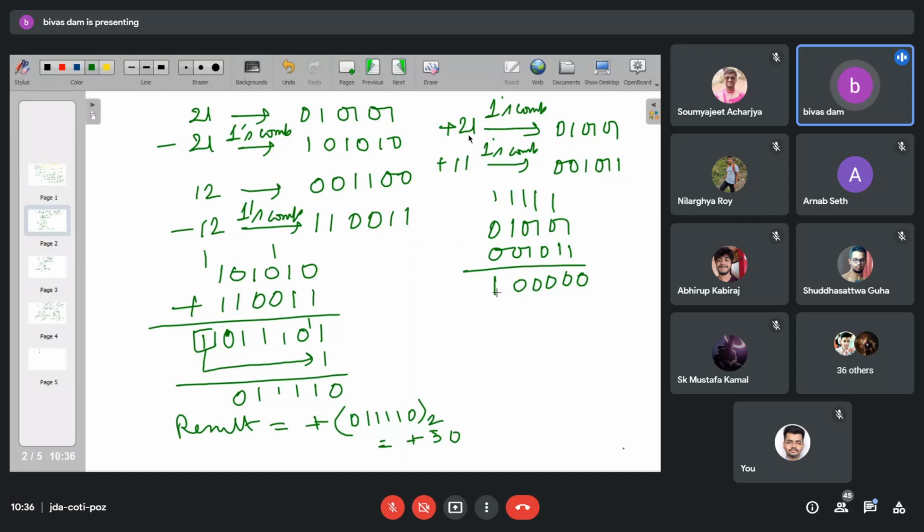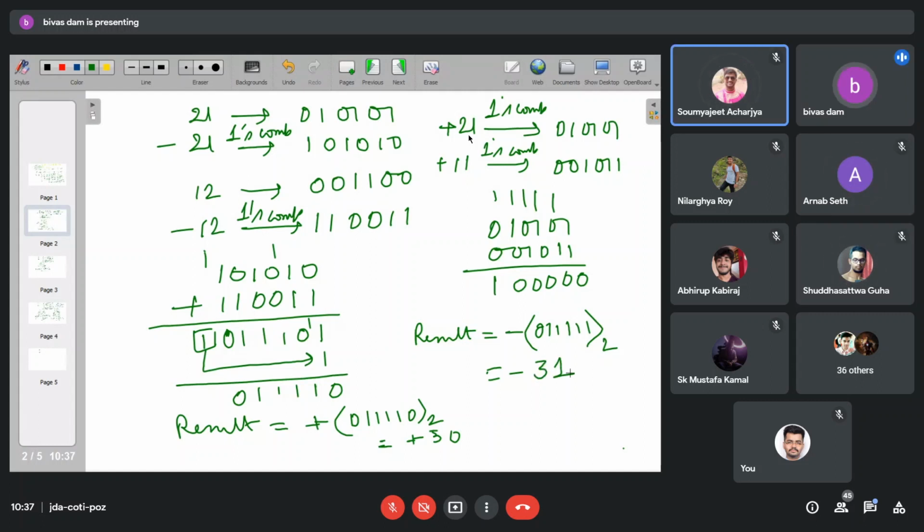Okay. So what is the next step? Check the sign bit. What is the sign bit? One. So the result is negative. Can you find the magnitude directly? No, sir. 1's complement. How much is that in decimal? 31, sir. So here also we find that by adding two positive numbers, I am getting a negative number.